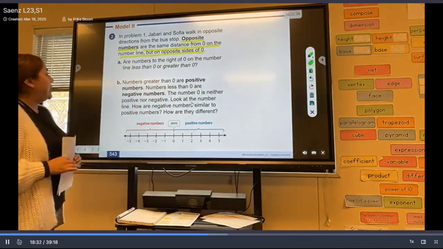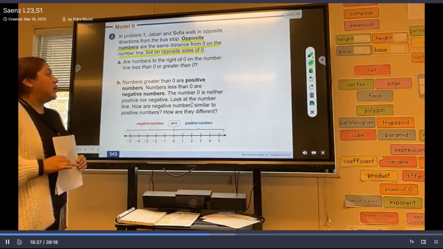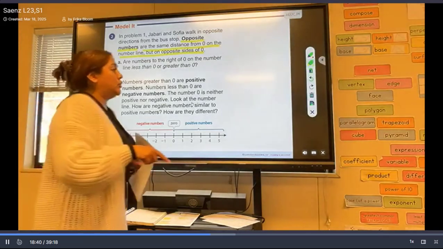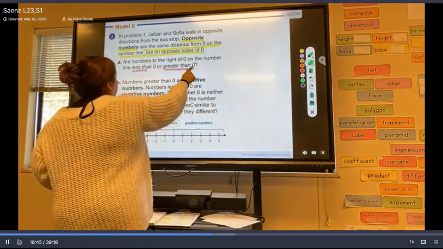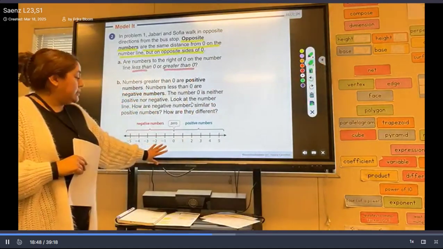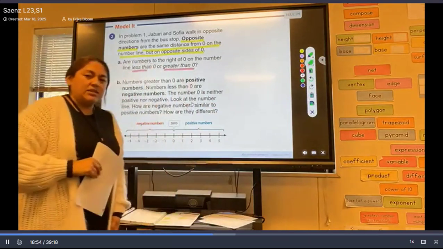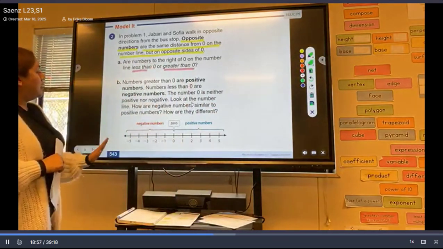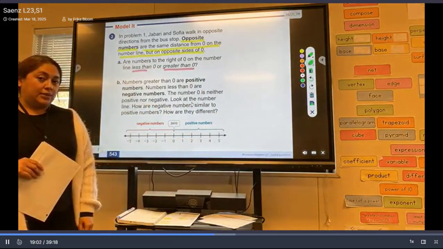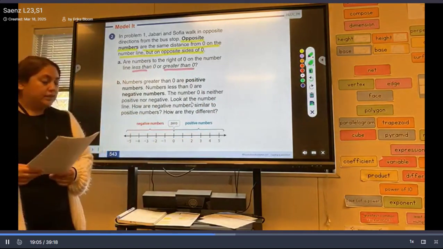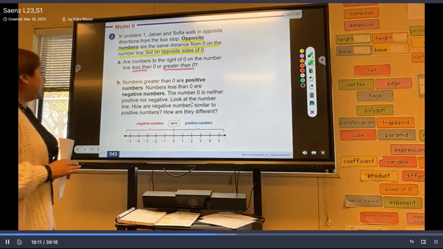Right here for 2A, are numbers to the right of 0 on the number line less than or greater than 0? If you're still having trouble, you could look at the number line down here, or go back to the resource paper. But take about 30 seconds to a minute and answer this question. Are the numbers to the right of 0 less than or greater than 0? Okay, take about 30 seconds. All right, that should be enough.